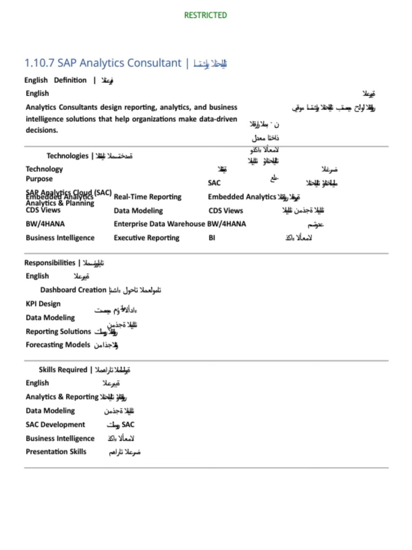This slide outlines the essential skills and responsibilities involved in developing with SAP Analytics Cloud, or SAC. We're talking about everything from data modeling and KPI design to creating dashboards and delivering real-time reporting. The focus is on building business intelligence solutions that empower decision-making. It also highlights the key technologies used, like SAC itself and BW4HANA, alongside embedded analytics and CDS views. In short, it's the toolkit and expertise needed to turn data into insight.